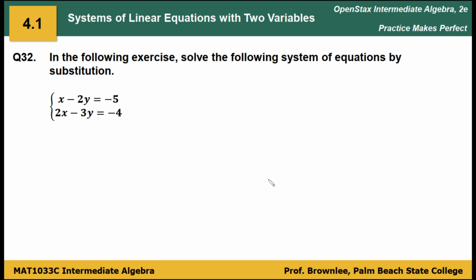So here's what we're going to do with substitution. We are going to look at both of our equations here. So we have x minus 2y equals negative 5 and 2x minus 3y equals negative 4. Looking at both of these equations, we want to ask ourselves this. Is one of these two equations already solved for x or y? Meaning, is the x or y all by itself in one of these two equations from the beginning?